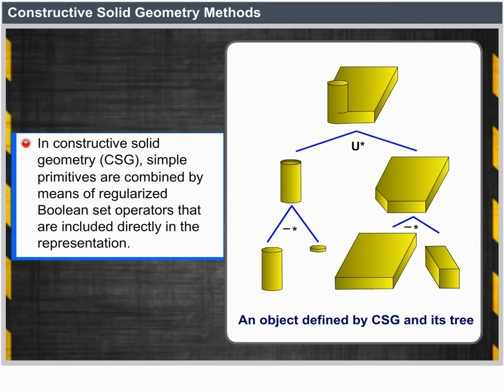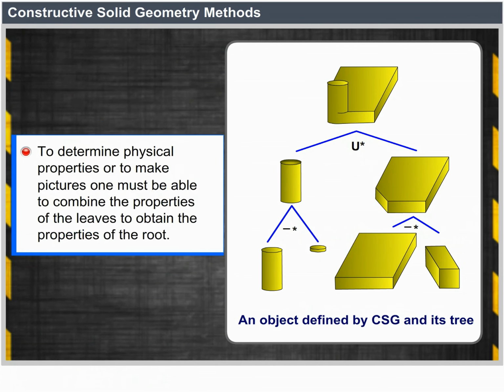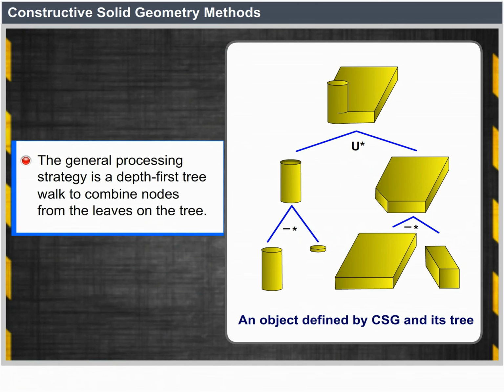Constructive solid geometry methods. In constructive solid geometry, CSG, simple primitives are combined by means of regularized Boolean set operators that are included directly in the representation. An object is stored as a tree with operators at the internal nodes and simple primitives at the leaves. To determine physical properties or to make pictures, we must be able to combine the properties of the leaves to obtain the properties of the root. The general processing strategy is a depth-first tree walk to combine nodes from the leaves up the tree.